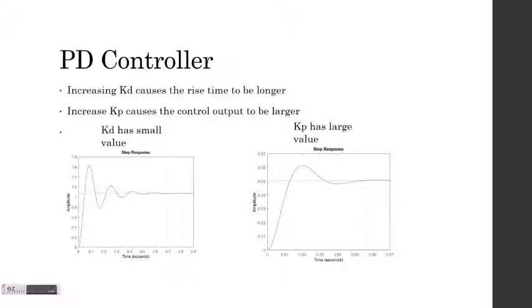For the PD controller, I used arbitrary values for KD and KP. This shows the effects of different values using KD and KP. The PD controller is used in the closed-loop transfer function listed below, and you can see when KD, the derivative value, has a small value, the step response increases, and when KP has a large value, the step response decreases.